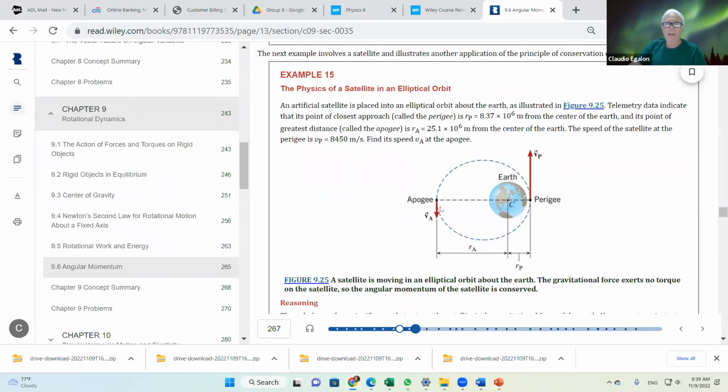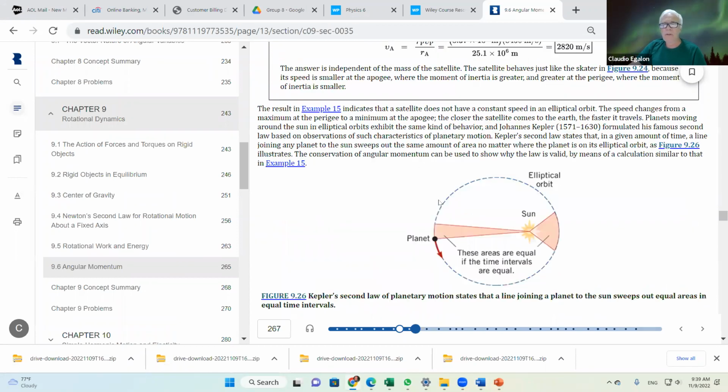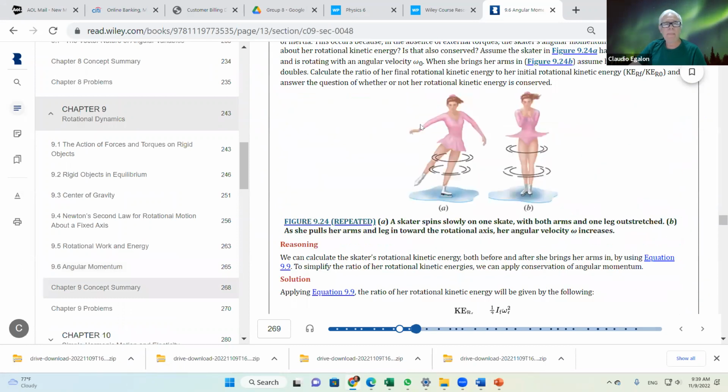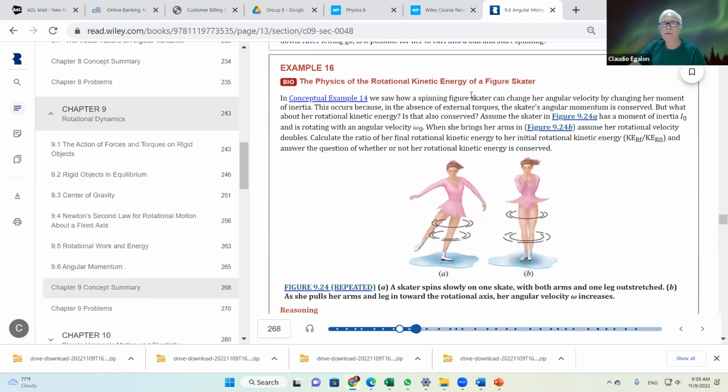We didn't cover that, satellite in elliptical orbit, so you can skip that, right? And we didn't cover that either. Okay, so let's take a look at this one. Rotational kinetic energy. We saw blah, blah, blah, and answer the question. Let's see. At the moment of inertia I naught and is rotated angular velocity omega naught when she brings her arm. Okay, assume her rotational velocity doubles. Calculate the ratio of her rotational kinetic energy to her initial rotational kinetic energy. Okay, and answer the question.